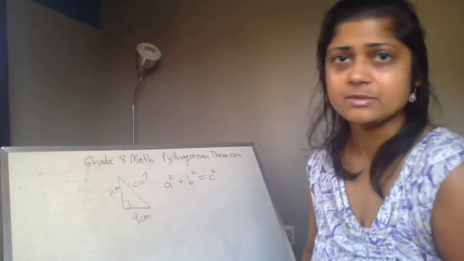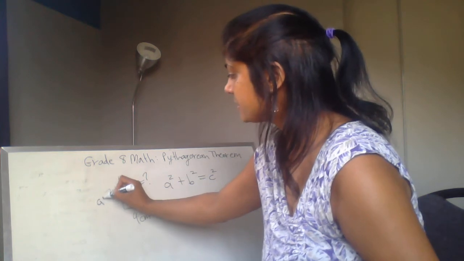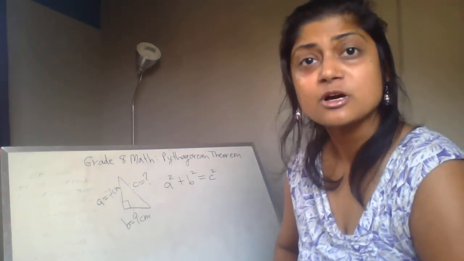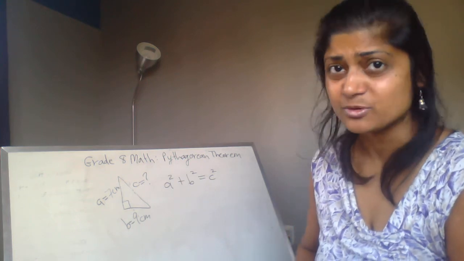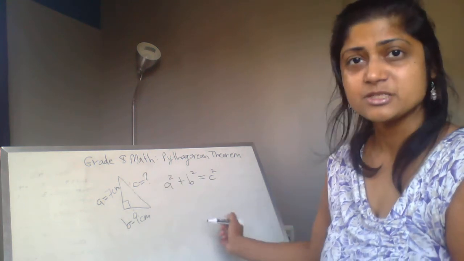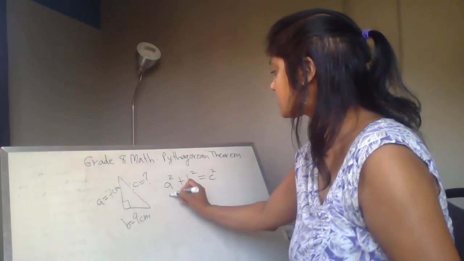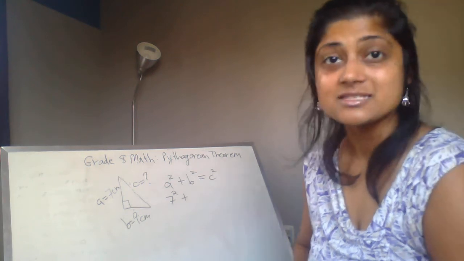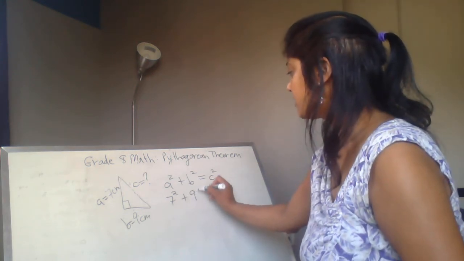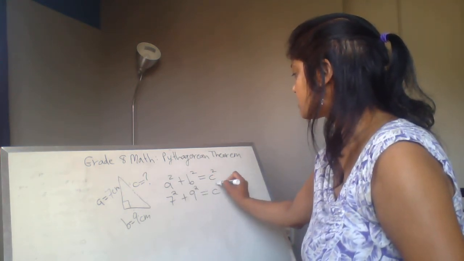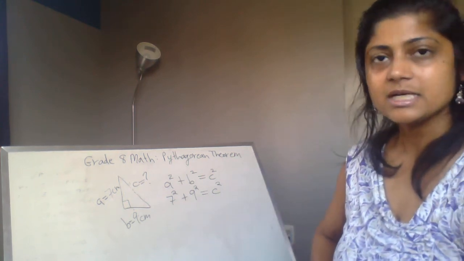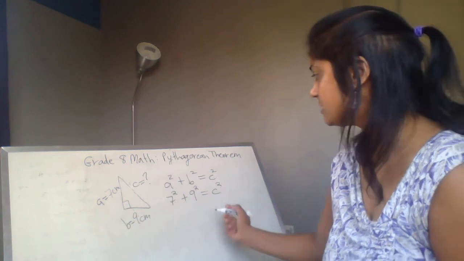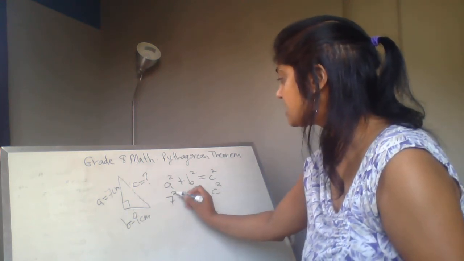So I'm just going to label the triangle here. Let's make this side A and this side B, okay? And you should always make sure you're labeling the triangle, okay, so you don't get confused. I'm going to put it into my equation here. Okay, so A is 7, so we're going to put 7 squared. Okay, and B is 9, so I'm going to put 9 squared equals C squared. And I can always rearrange the formula here as well. Okay, so let's actually write this out first.